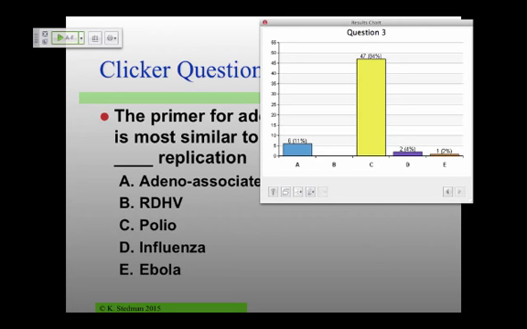What's used as the primer for adeno-associated virus replication? That's why there's not a video for this. What's the primer for adeno-associated virus? What kind of virus is that? It's a satellite virus, but what family of viruses is it? Lots of satellite viruses, lots of different virus families.